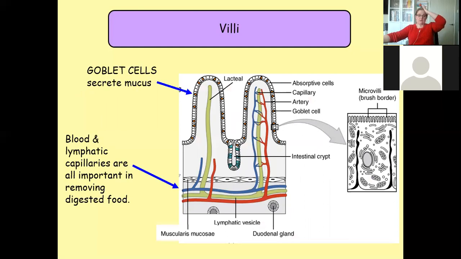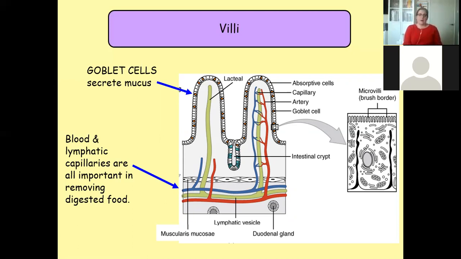So goblet cells, I don't know if we've spoken about goblet cells before, but I think we have when we spoke about the lungs. Goblet cells sit in between epithelial cells. They're goblet shaped, and they secrete mucus. Mucus can have enzymes in it, and all sorts of different things. So we find goblet cells lining the lungs, lining the nose, and we also have mucus in our small intestine, and so we have goblet cells there.